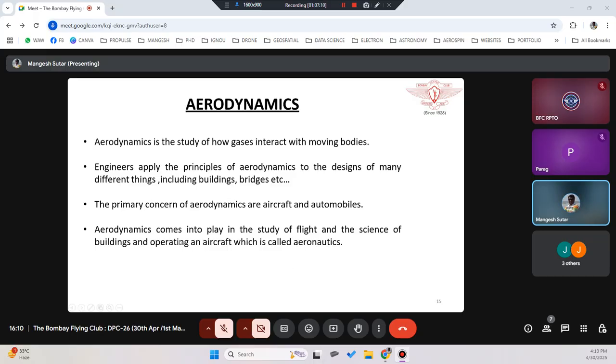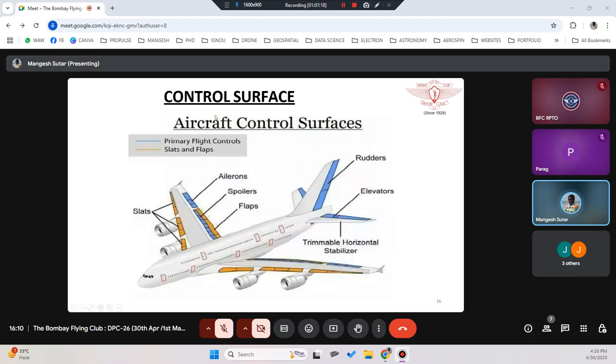Aerodynamics comes into play in the study of flight, and the science of building and operating an aircraft is called aeronautics. Control surfaces on the wing: we have ailerons, which impact your roll motion. On the vertical and horizontal stabilizers, you will have elevators and rudders. The elevator is responsible for the pitch motion, pitch up and pitch down, whereas the rudder is responsible for changing the heading or direction. On the wings, you will have engines which create thrust, the forward motion of the aeroplane.